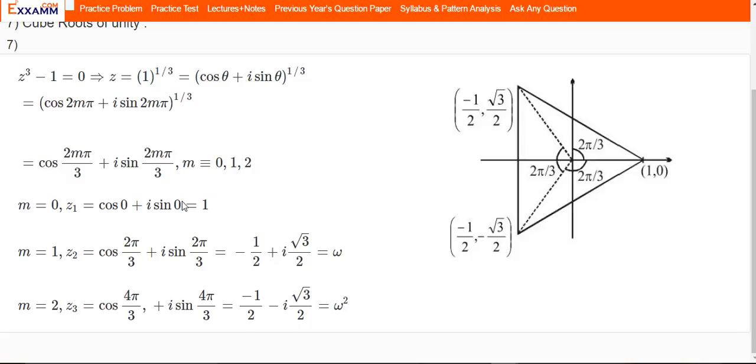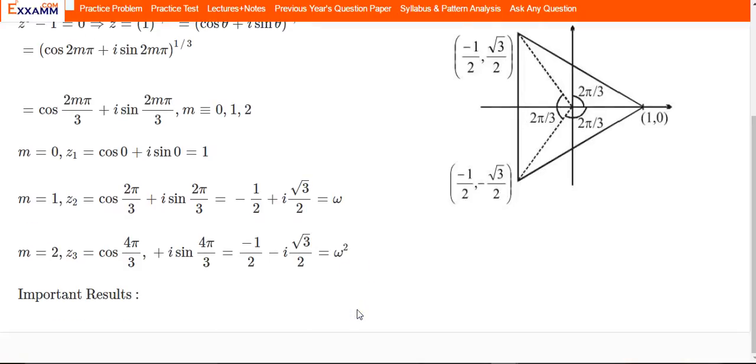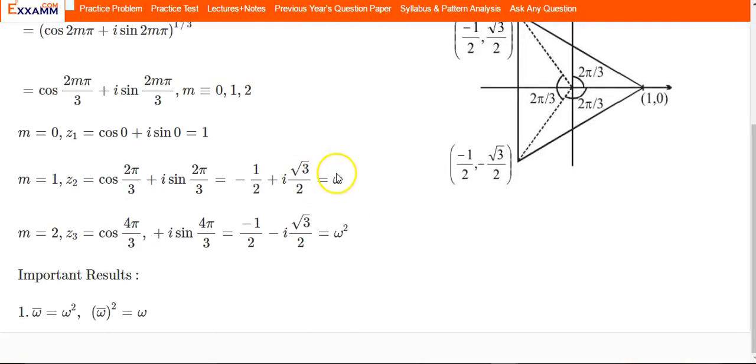Now some important results. What have we observed here about these two numbers? Not only are they the two non-real solutions of the cube roots of unity, but one is also the square of the other. This is the square of this and this is the square of this. Why? Because if we do omega square whole square, we get omega to the power 4, that is omega cube multiplied by omega, and omega cube is equal to 1, so we get omega. So the square of omega square is equal to omega.